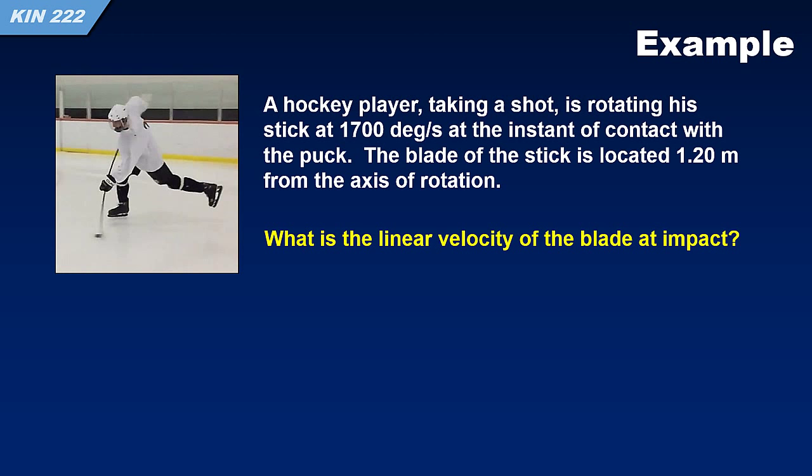So we can take a look at a simple numerical example just to see what that might look like. In this example, we have a hockey player taking a shot, and his stick is rotating at this point in time at 1700 degrees per second. And the blade of the stick, the end of the stick, is located 1.2 meters from the center of rotation, from the axis of rotation. And the question is asking, what is the linear velocity of the blade at impact? In other words, what is that transverse or tangential velocity of the blade just before it hits the puck?